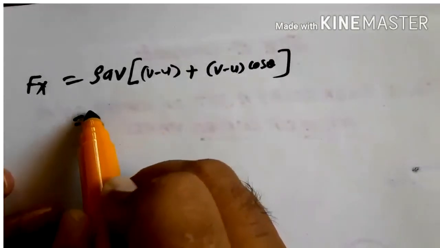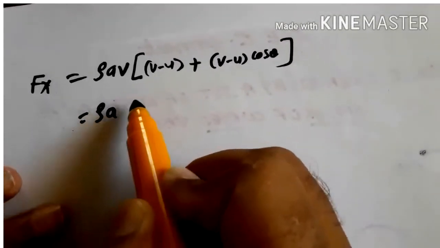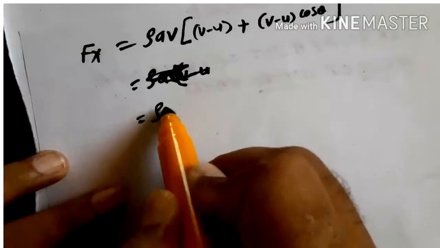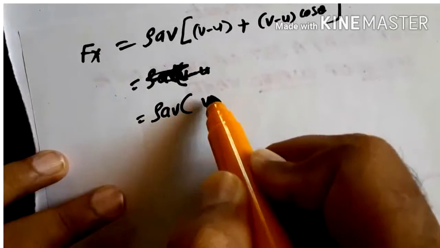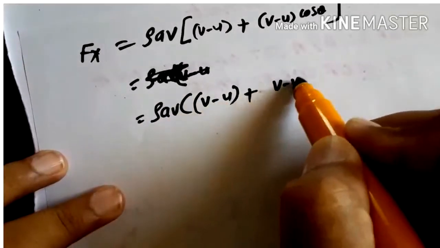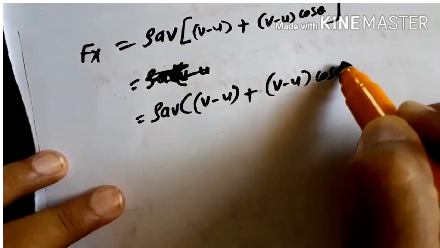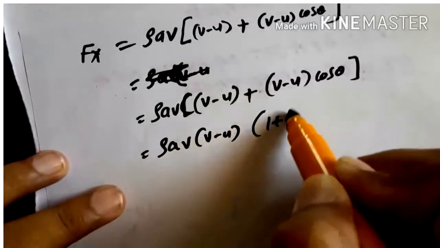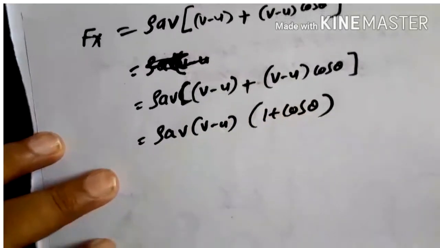If you solve this, you will get rho A (v minus u) plus (v minus u) cos theta. If you take it out, rho A (v minus u)(1 plus cos theta), you get like this.